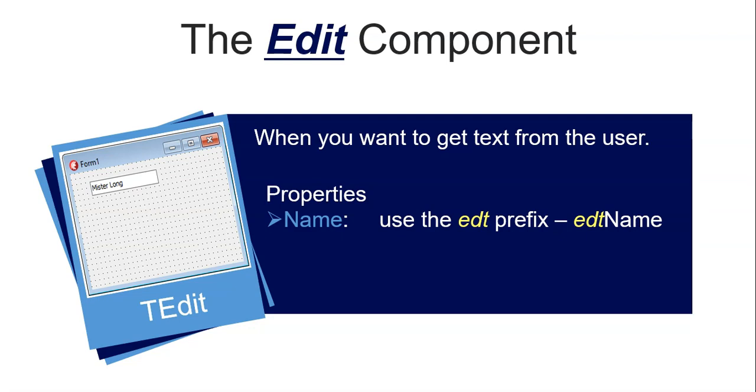And now the thing is, there is no caption property with the edit box. So how do we change what is displayed to the user? Well, that is the text property. The text property is what is actually inside the edit box. There is no caption. So the text property will be whatever is currently in that edit box.